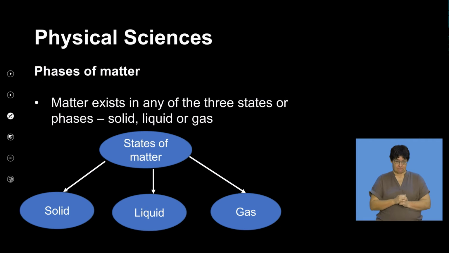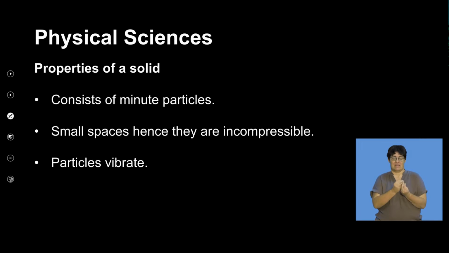Now, the three phases that we want to appreciate in which matter can exist are the solid, the liquid, and the gas. So this is in terms of the classification of the three states of matter, right? So what are some of the properties of a solid that we need to remind ourselves that have a direct link to the kinetic molecular theory?